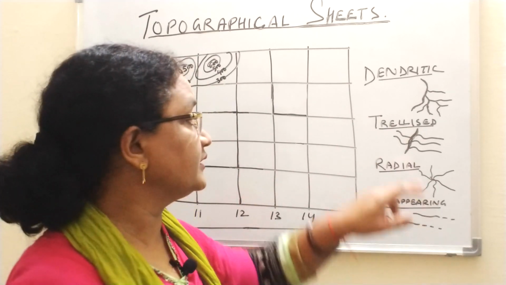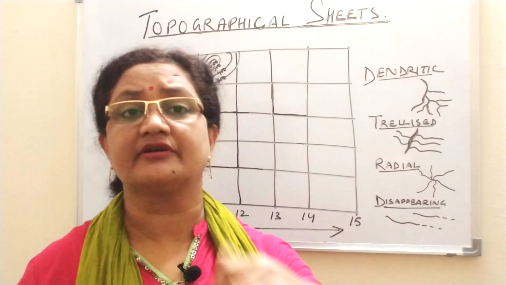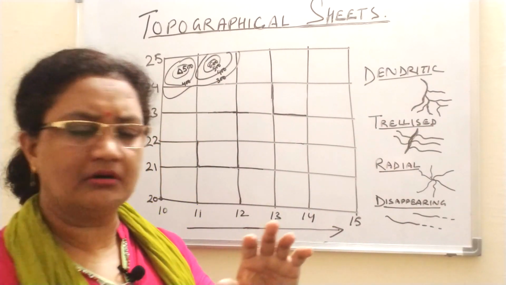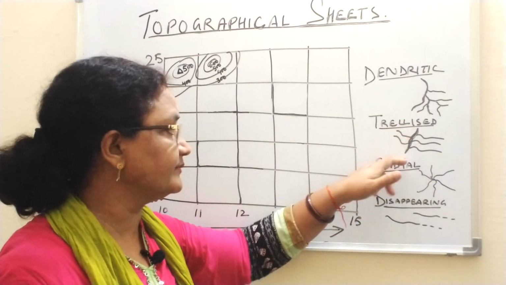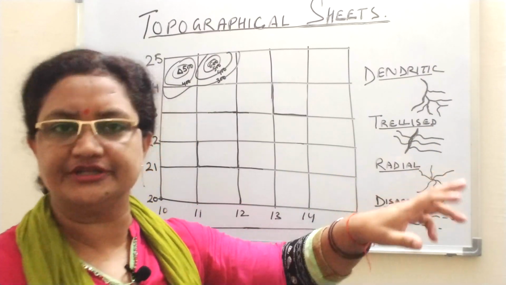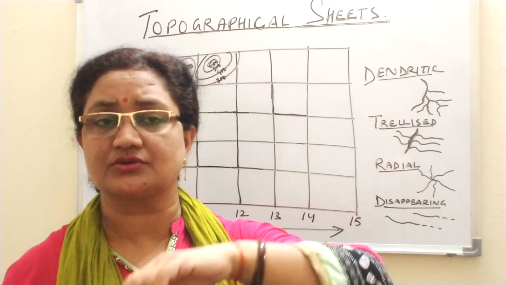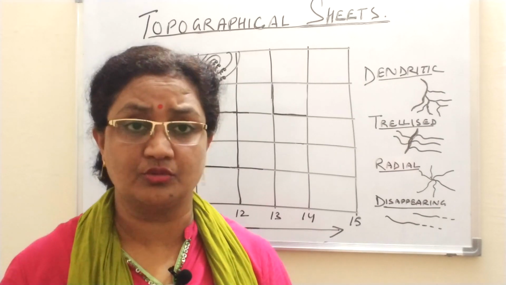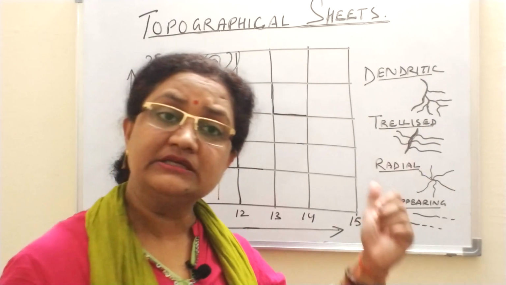Number 2 is the neutralized drainage pattern. It is also many times called the rectangular pattern. Why? Because almost all the channels, all the small streams which are joining the main stream, you can find here that all these are almost parallel to each other, right? So this is why it is also called a rectangular pattern, or it is well known by the name neutralized pattern. This is the second one.